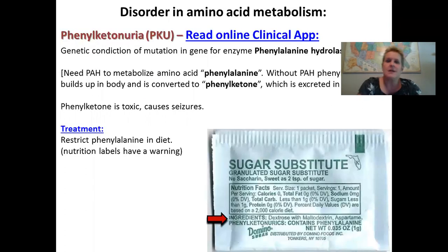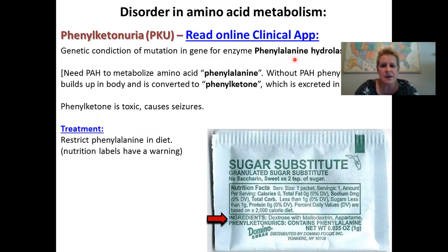Problems processing amino acids are very common. One is called phenylketonuria, PKU. It's a genetic condition, and we'll look at the online app in a second. What happens is people have a mutation in the gene for the enzyme called phenylalanine hydroxylase. It ends in ASE, so it's an enzyme. It breaks apart the amino acid phenylalanine. If you have the mutation in the gene, you don't have this enzyme, and you can't break down phenylalanine.